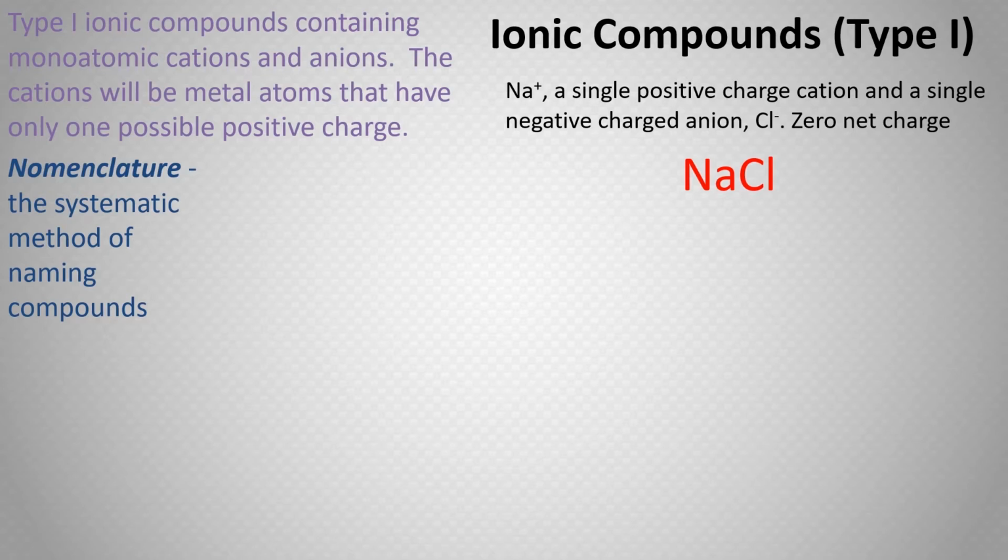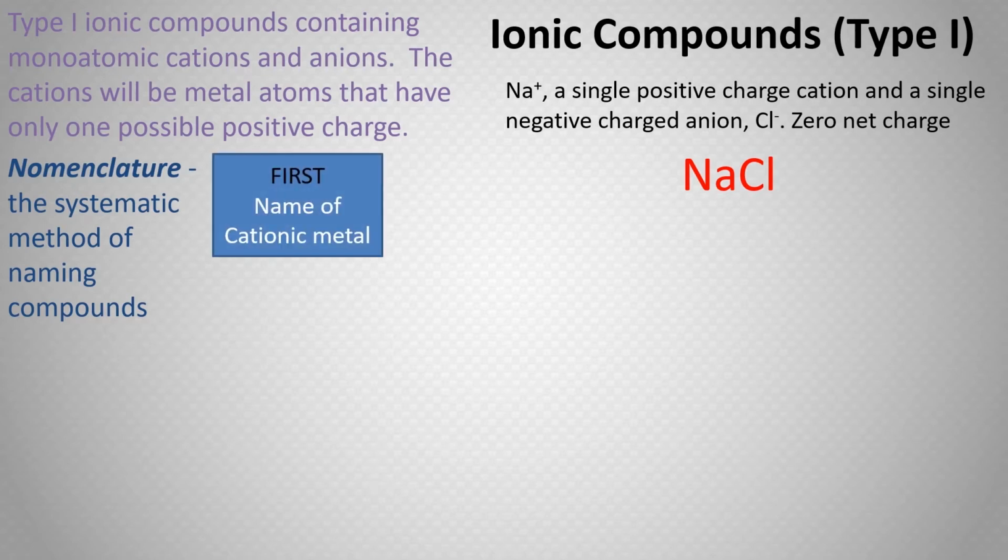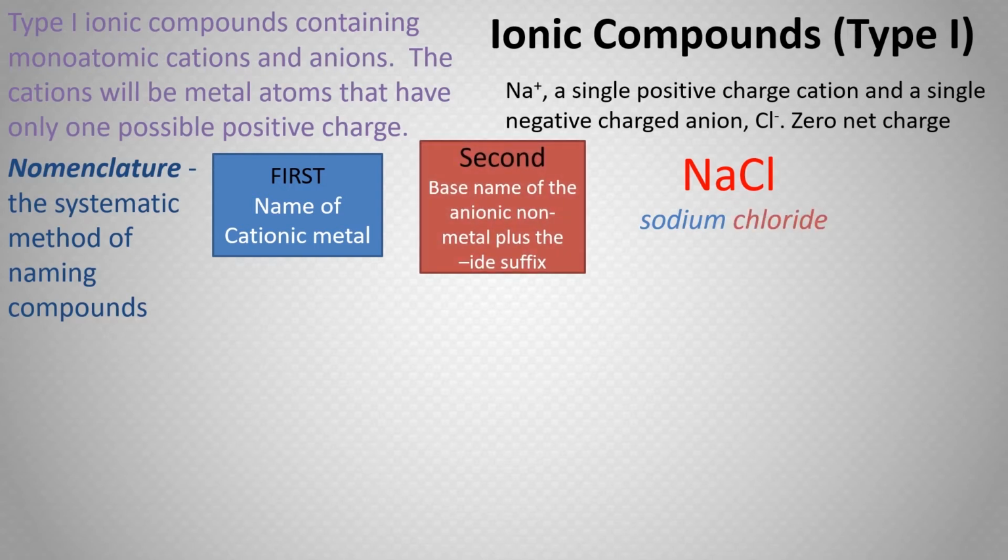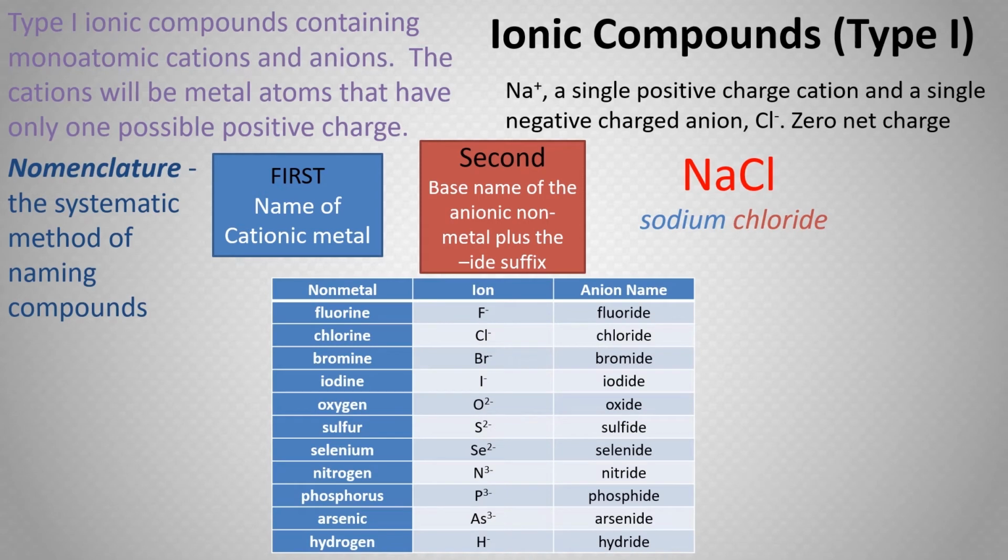So for this type 1 ionic compound, we begin building the name by first writing the name of the cationic metal, which is sodium for NaCl, followed by the base name of the anionic nonmetal, plus the "-ide" suffix. In our NaCl example, the anionic part of the name is chloride. So some of the more typical anion names you need to know are on a table that's shown. So the molecular formula, NaCl, has the name sodium chloride.